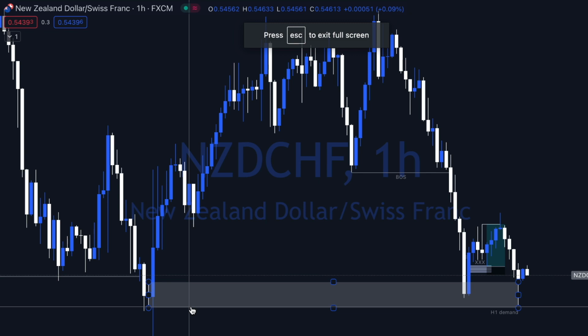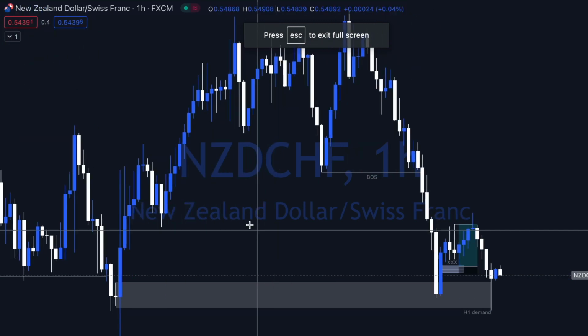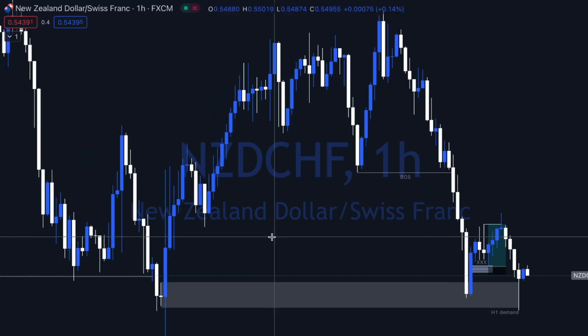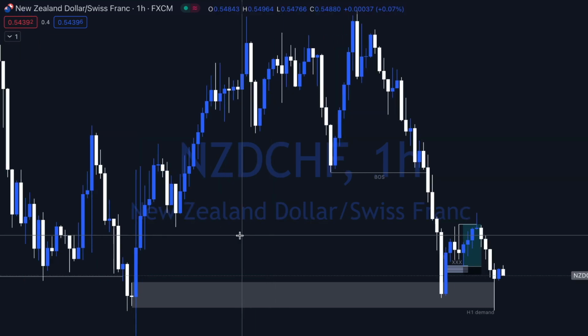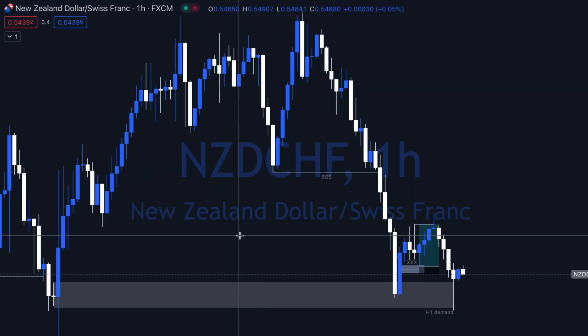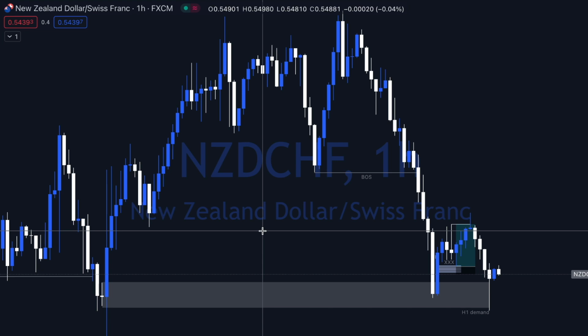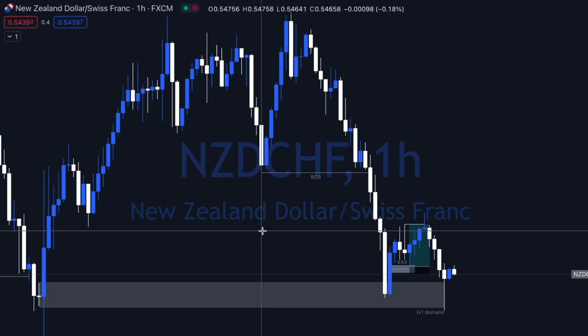So here I have pulled up the NZD CHF chart, hourly chart, New Zealand dollar versus the Swiss franc. And today I caught a 100 pip move, a buy position. So I'm going to show you guys exactly how and why I took the trade.